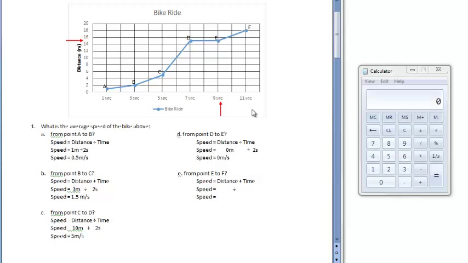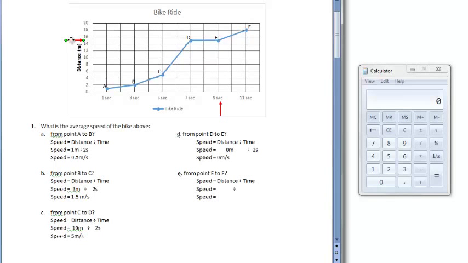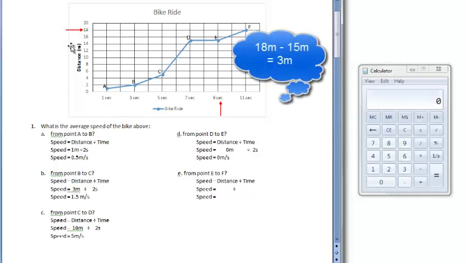Problem E. From point E to F, what was the average speed? The distance at point E was 15 meters. So the first thing we need to figure out is how much the distance increased, or how much we rose on the graph. Starting at 15 and ending at 18 meters, we can tell that we have risen 3 meters.